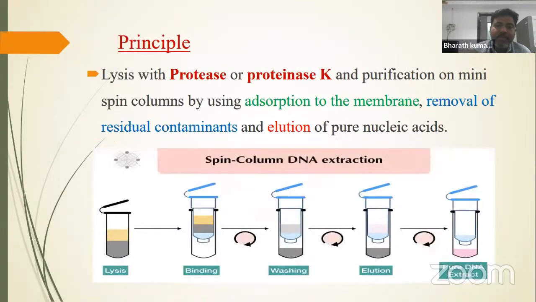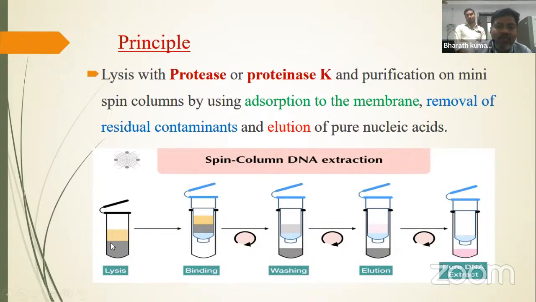This is very important, because we can extract good quality DNA, but if there are inhibitors and proteins, they cause denaturation of DNA. Okay. So what is the principle of this extraction method? The principle is very simple. First, we have to lyse the cell with protease or proteinase K. This is the first step, and lysis of the cell is very important. Then purification is done on mini spin columns by adsorption to the membrane. These columns have a special type of membrane that catches the DNA and releases all the unwanted material.